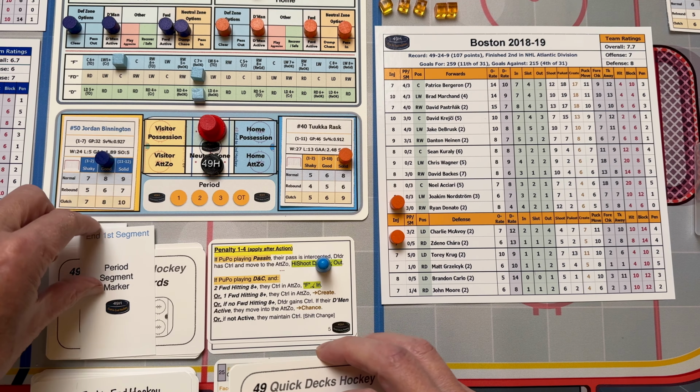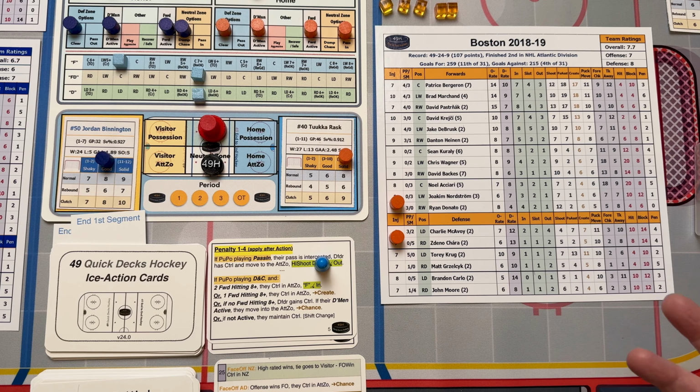A lot of teams, though, have got a dominant defenseman, like Boston did in 2018-19 with Charlie McAvoy and Zdeno Chara. They were playing 23, 24 minutes a game, in which case their third pairing defensemen of Brandon Carlo and John Moore would only go out for that one shift per segment per period.